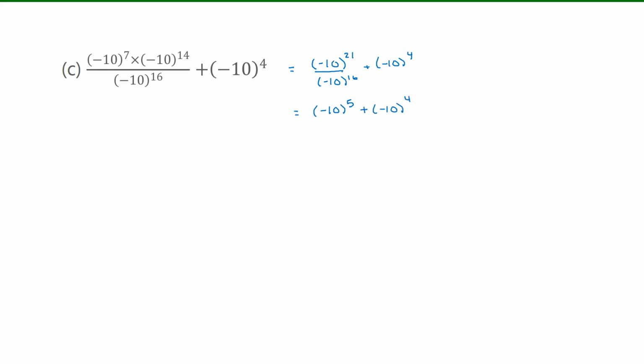Now just like in A and B, we cannot combine these into a single power, since there's no rule for the sum of two powers, we have to just work them out individually. Now, negative 10 to the power of 5 is going to be a negative since the power is odd, and I'm just going to have a 1 followed by 5 zeros. Now, negative 10 to the 4 is going to be a positive 1 followed by 4 zeros. Now, adding that together, we get negative 90,000.